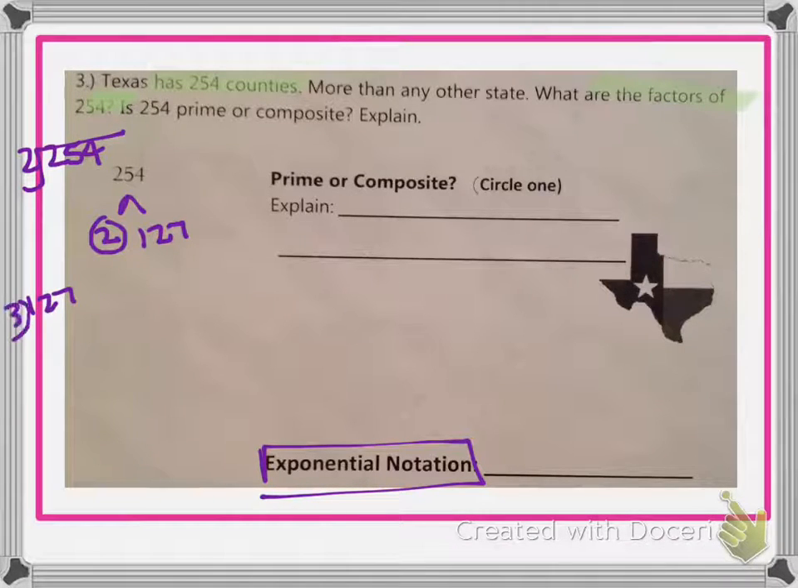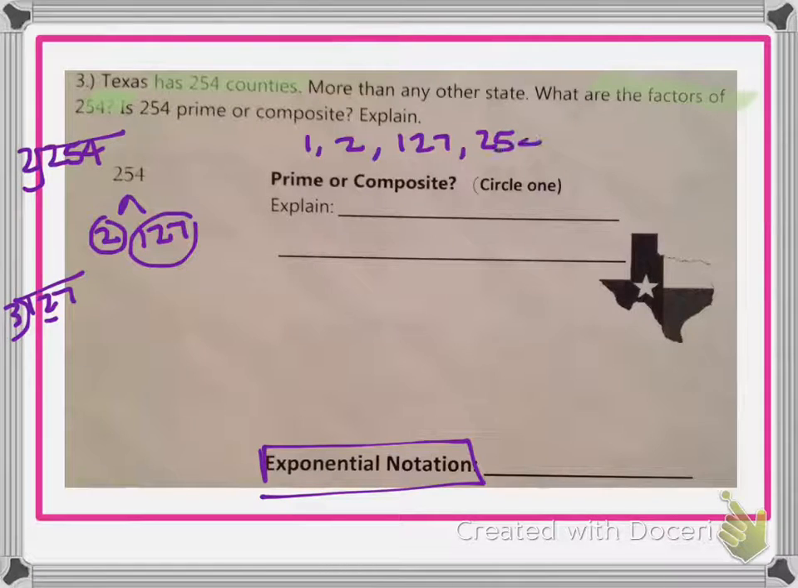127, you could pick 3 because 3 goes into 12 right here. But we don't have another number to multiply times 3 to get to 127 or any other number. 127 is prime. So here we have factors of 1, 2, 127, and 254.